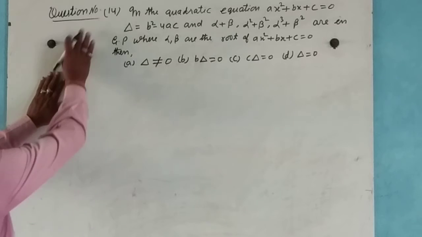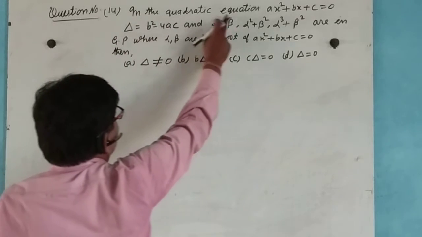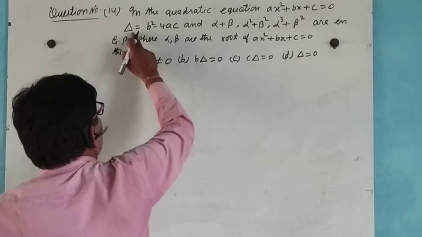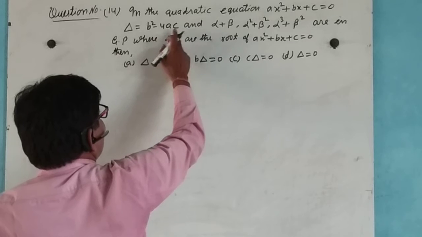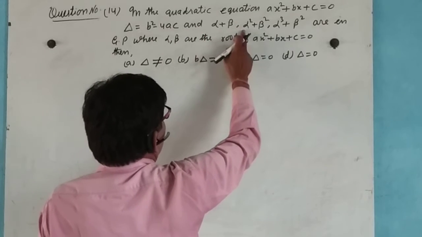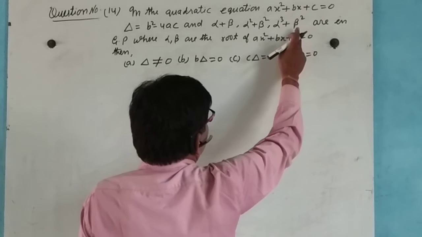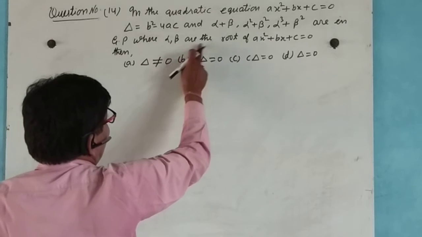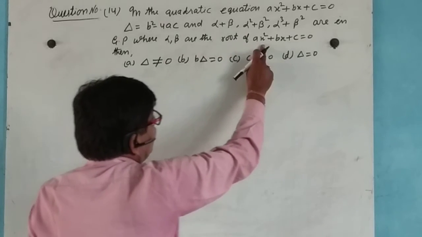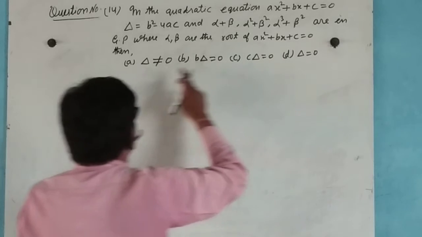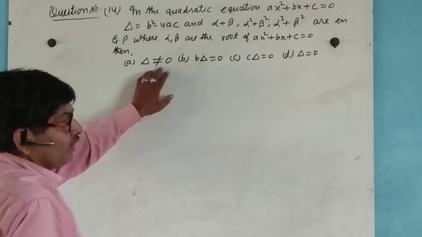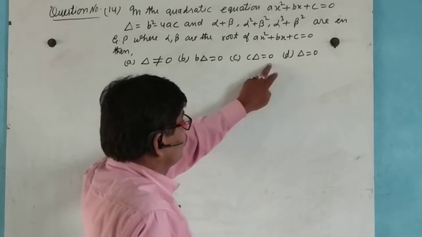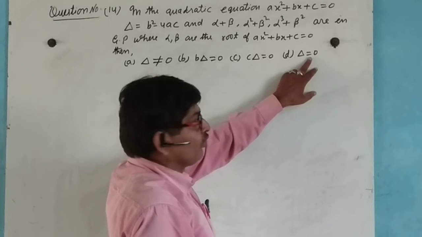Now here is question number 14. In the quadratic equation ax square plus bx plus c equals 0, delta equals b square minus 4ac. If alpha plus beta, alpha square plus beta square, and alpha cube plus beta cube are in GP, where alpha and beta are the roots of the equation, then: delta does not equal 0, b into delta equals 0, c into delta equals 0, or delta equals 0.